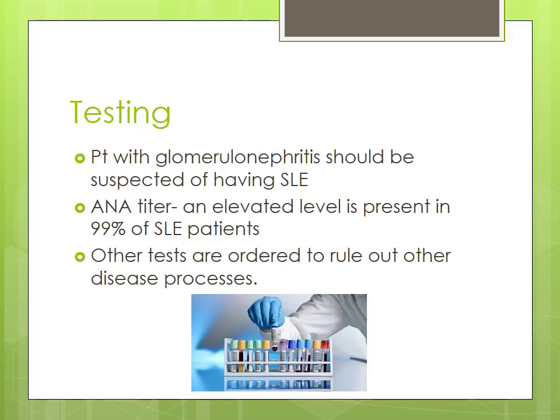We can do an ANA titer, and remember, anti-nuclear antibodies, ANA, are just the antibodies that are produced by a person's immune system when it fails to adequately differentiate between self and non-self. So that's what autoimmune disorders are, right? So it targets, again, the substances that we find in the nucleus of the cell and causes organ and tissue damage. So we would expect to see an elevated level in patients with SLE, and we do 99% of the time.